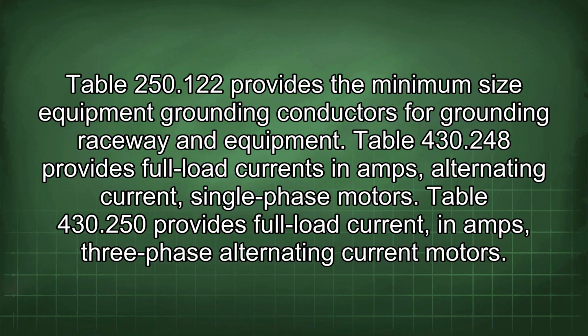Table 250.122 provides the minimum size equipment grounding conductors for grounding raceway and equipment. Table 430.248 provides full load currents in amps, alternating current, single-phase motors. Table 430.250 provides full load current in amps, three-phase alternating current motors.